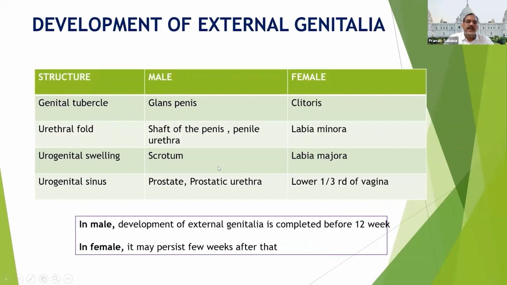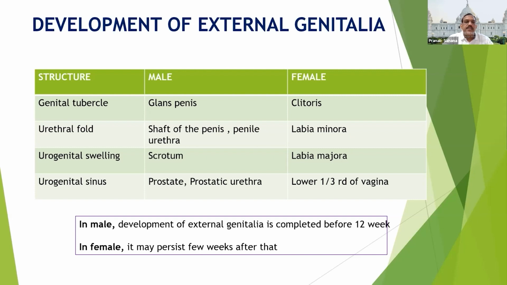Genital tubercle develops into the glans penis. Urethral fold develops into the shaft of the penis and penile urethra. Urogenital swelling develops into the scrotum, and urogenital sinus develops into the prostate and prostatic urethra. And in male, usually the development of external genitalia, that is sexual differentiation, is complete before 12 to 13 weeks of life.